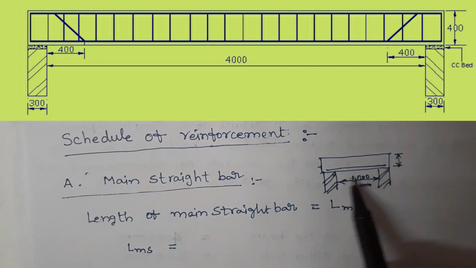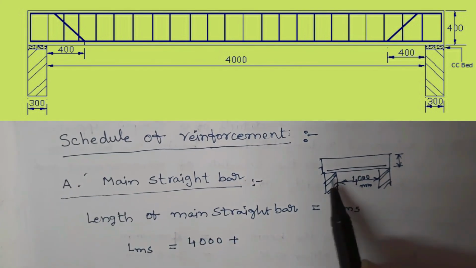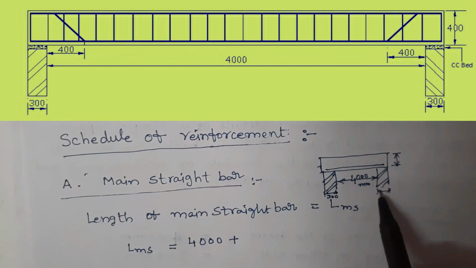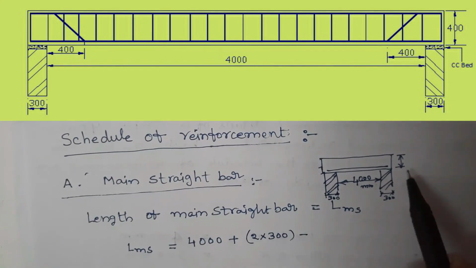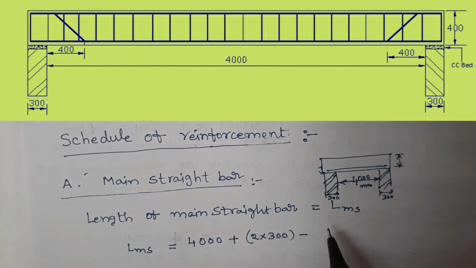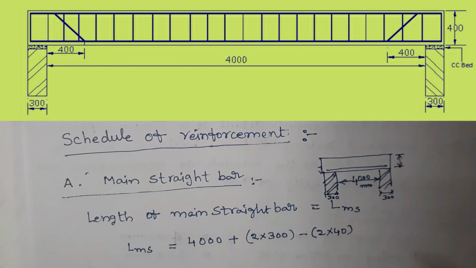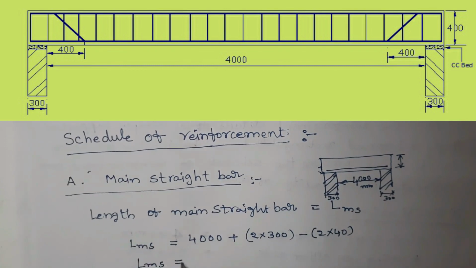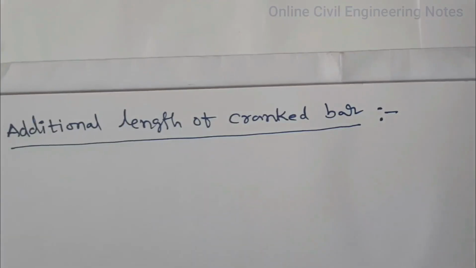Here we have to take clear span 4000 mm plus width of support is 300 mm on both sides. So 2 into 300 minus this end cover. This is 40 mm. End cover is 40 on either side of the beam. 2 into 40. Therefore, length of main straight bar is equal to 4520 mm. There is an additional length due to bending of straight bar into a cranked one.